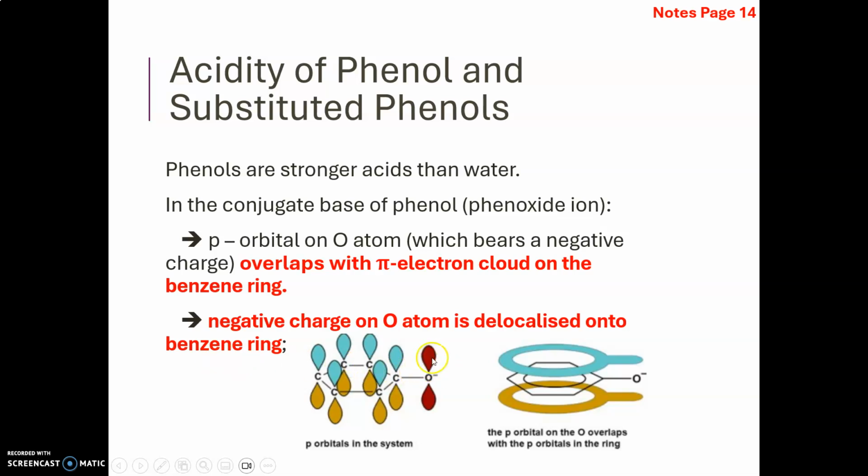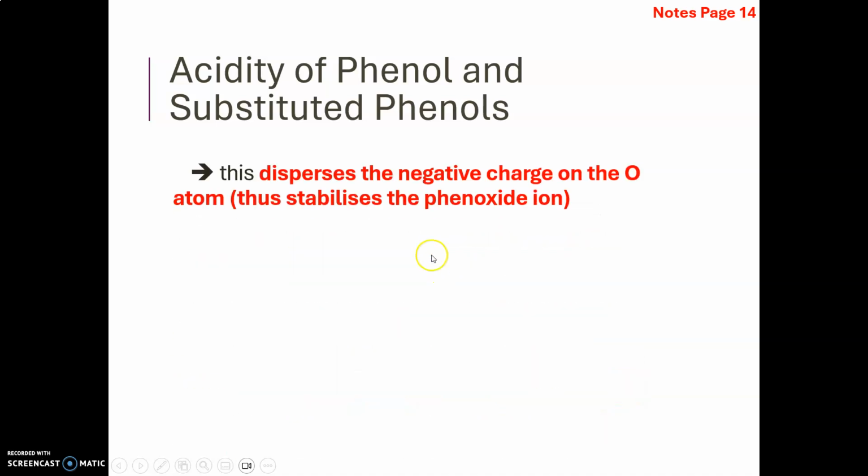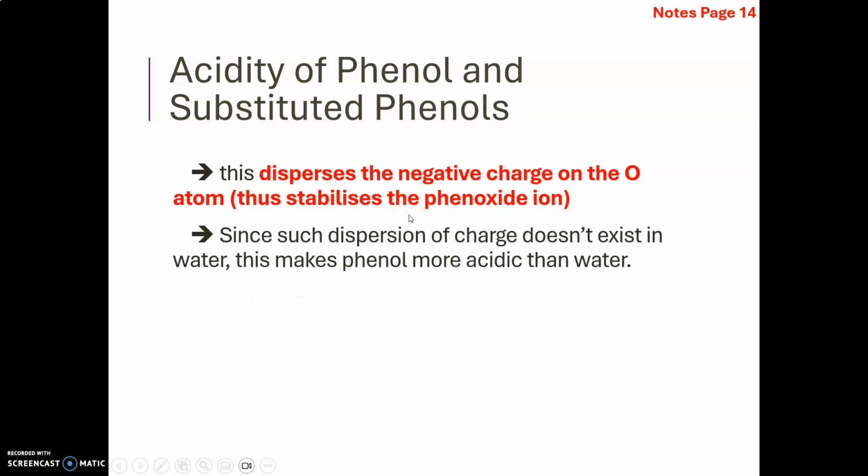So essentially, the electron density on this O atom is spread out amongst not just the oxygen atom, but the 6 carbon atoms in the benzene ring. And because the negative charge is spread out, it results in dispersal of the negative charge on the O atom, and this makes the phenoxide ion more stable. Whereas no such dispersion of charge exists in water, which makes phenol more acidic than water.